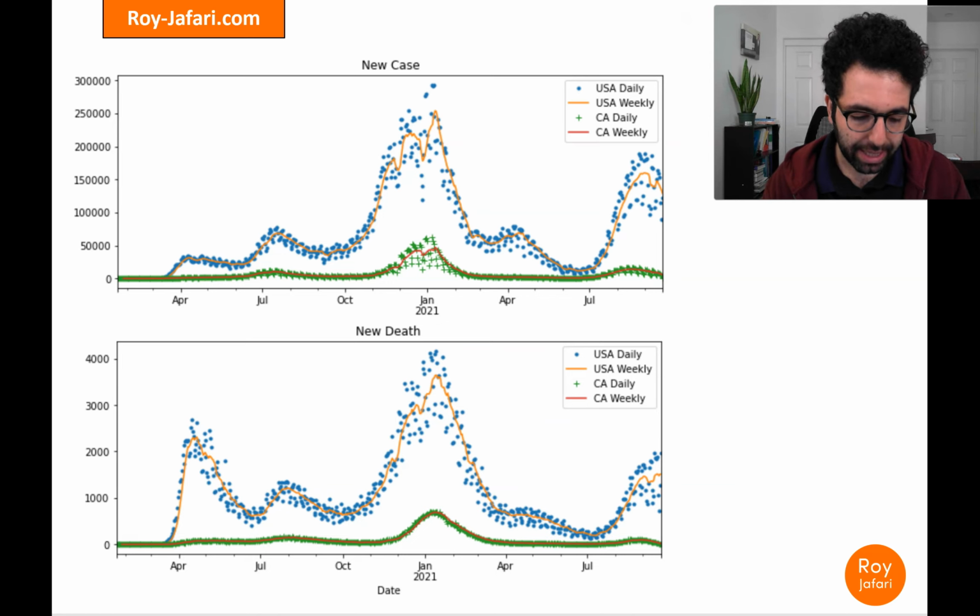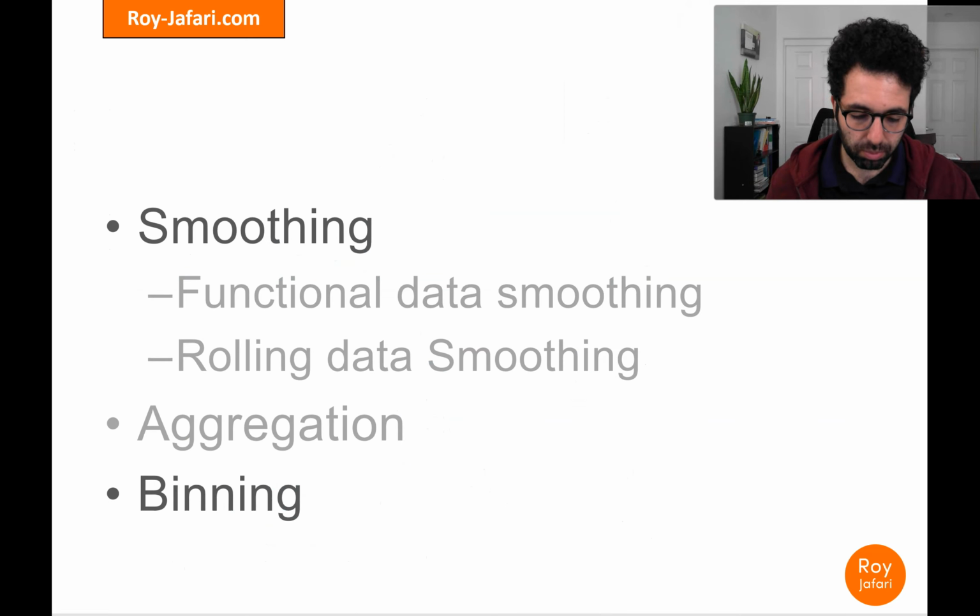So that's called aggregation. You can see when you do aggregation, for instance, in this case of COVID cases and death in the US and California, you will see that you can actually smooth the data to some extent. And you also see that when the population is larger, there is much more noise, right? You can see those as well in this example.